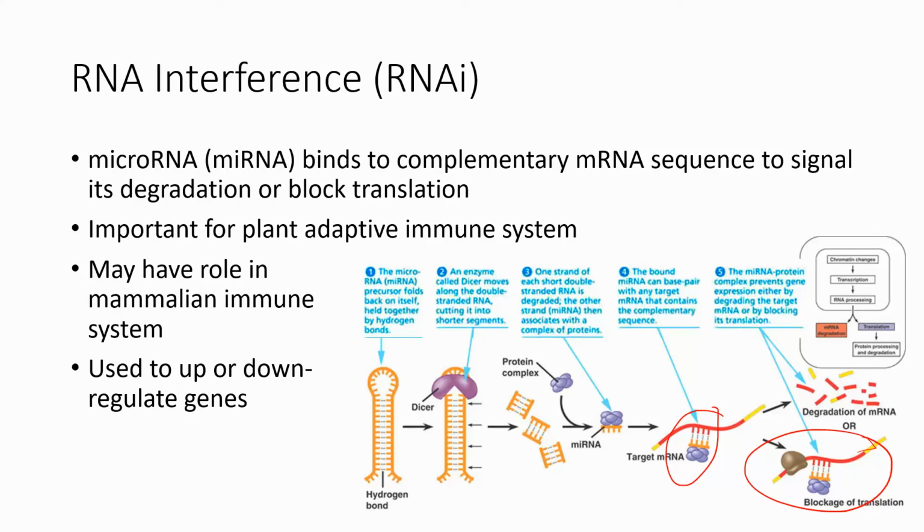miRNAs, or microRNAs, and RNA interference also have a role in immune systems because they can help target rogue RNA sequences that have been introduced into a cell through viruses. So there are a couple of different functions for these microRNAs.